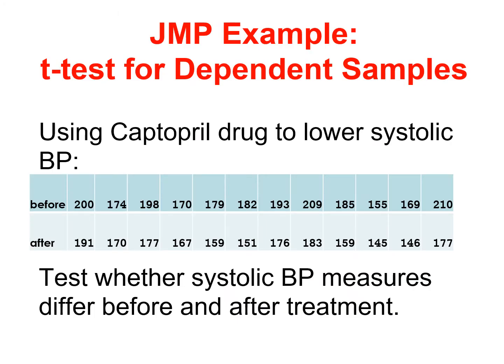Look here. This is an example of using the captopril drug to lower systolic blood pressure. We use this drug in a sample of patients. This is the blood pressure before using the drug, and this is the blood pressure after using the drug, and it is claimed that this drug lowers systolic blood pressure. So we are testing whether systolic blood pressure differs before and after treatment. We are going to examine if blood pressure differs.